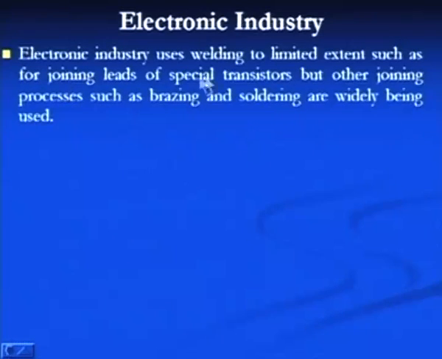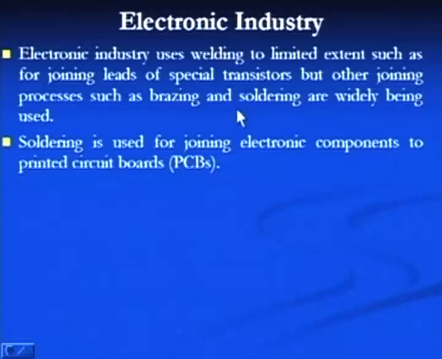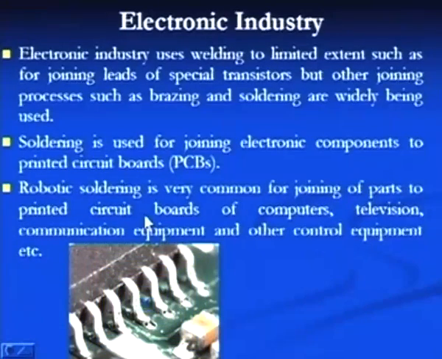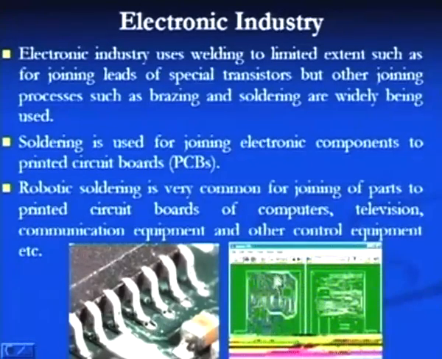In the electronic industry, welding is used to a limited extent, for joining the leads of special transistors, but other joining processes such as brazing and soldering are widely used. Soldering is used for joining components to printed circuit boards, PCBs, and robotic soldering is very common for joining parts to the printed circuit boards of computers, televisions, communication equipment and other control equipment. This shows a typical diagram of an ultrasonically joined electronic component, and this is a PCB which is joined by the soldering process.